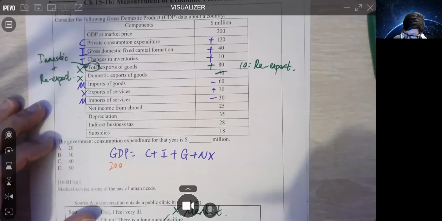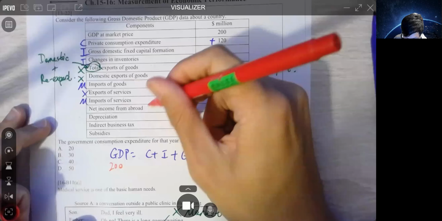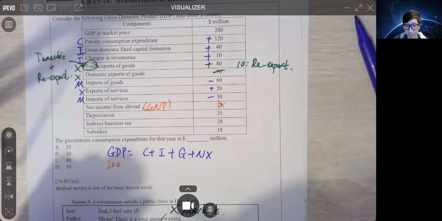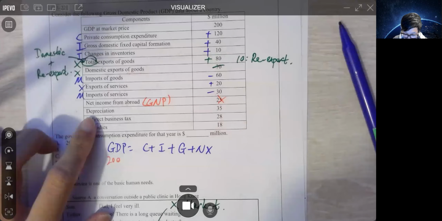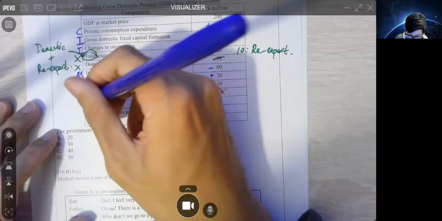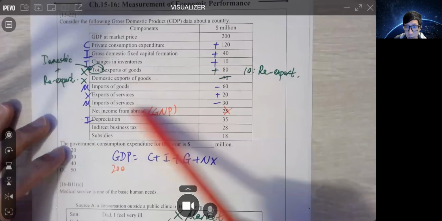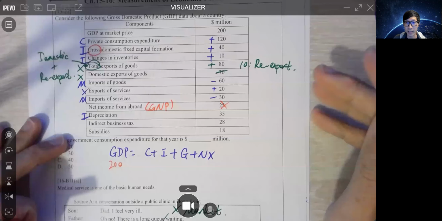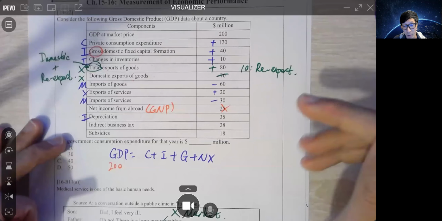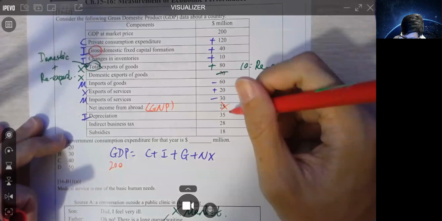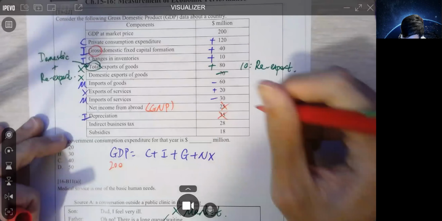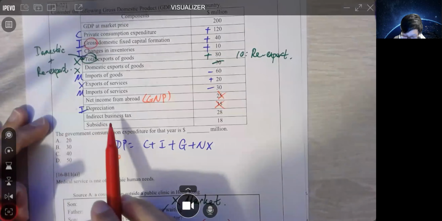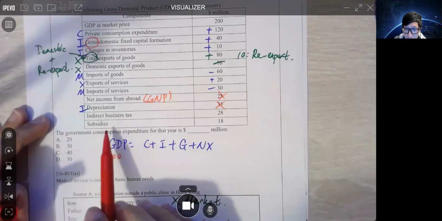When do we use it? We use it for GNP, which is not the case here. Let's forget about it, right? Okay, depreciation, part of I. Do we add in the 35? No. Already gross domestic fixed capital formation. Okay, we don't need to add it. No need. Okay, next, indirect business tax and subsidy.